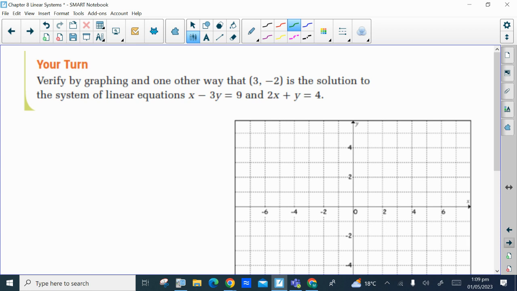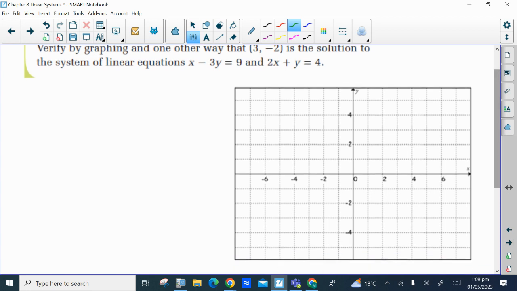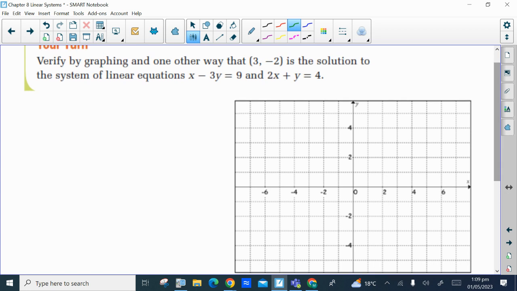This one says verify by graphing and one other way that 3, negative 2 is a solution to the system. So that other way will be the manual check that we do. In this case, they're giving us a solution. We're going to verify it by graphing first. Remember, one option for graphing is by finding the intercepts. We can find our x-intercept. Remember, that's always where y equals 0.